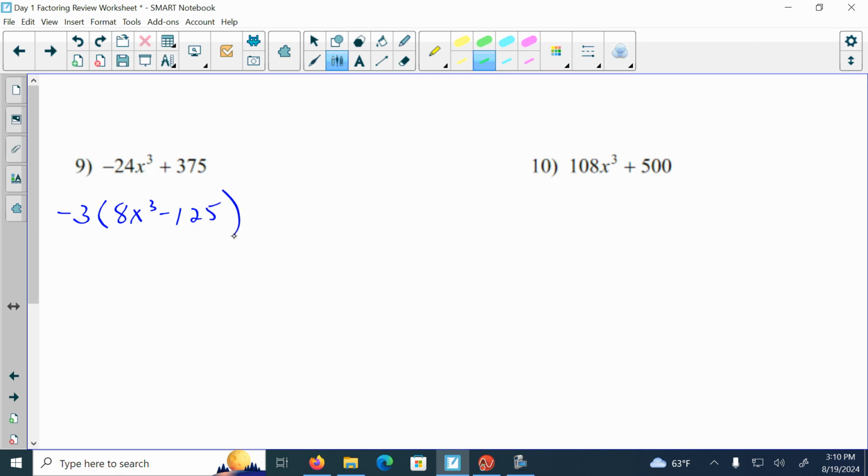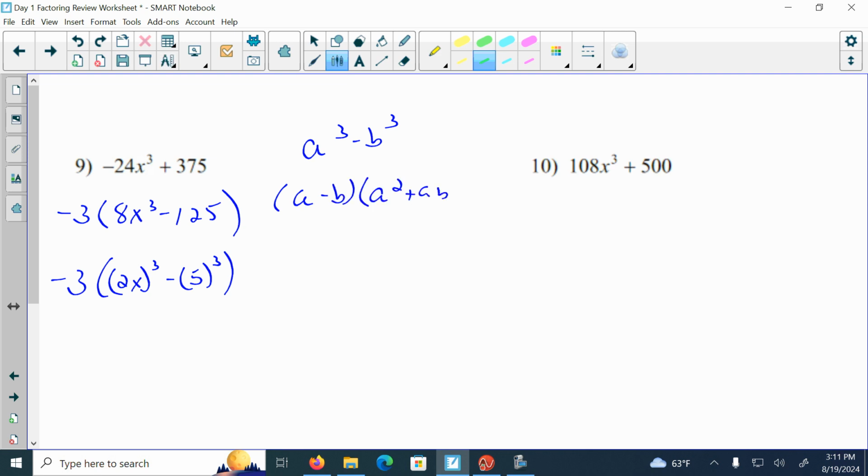Now, remember, this is a binomial, so it has to be the sum or difference of two perfect cubes, because it's not squared, obviously. So I'm going to think of this 8x cubed as 2x raised to the 3rd power minus, and then the cube root of 125 is 5, so 5 to the 3rd. Now the pattern for the difference of two perfect cubes is a minus b, and then a squared plus ab plus b squared. That's the formula. So in this case, my a is the 2x, my b is the 5.